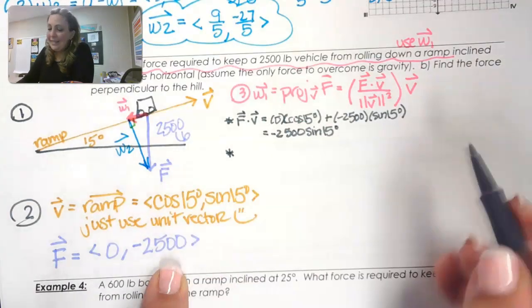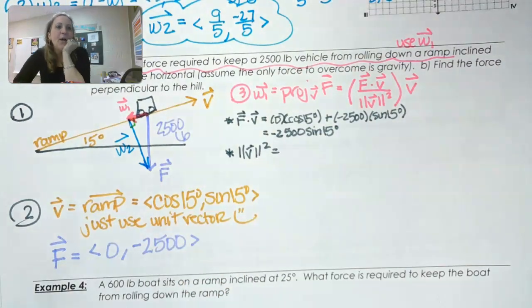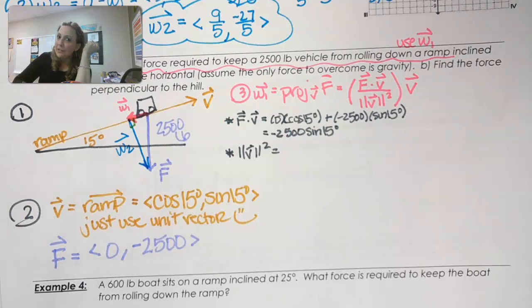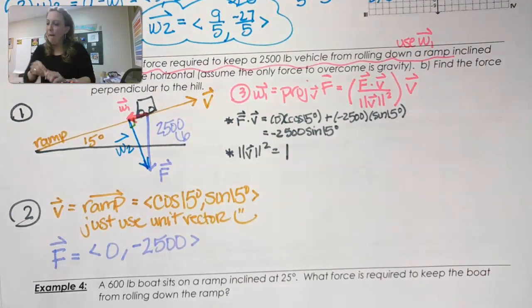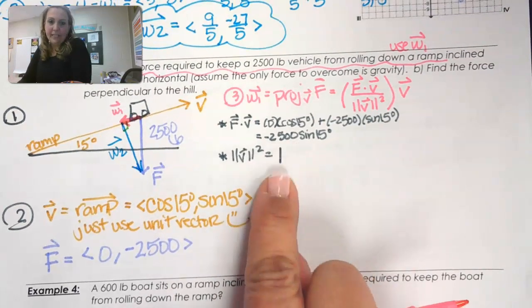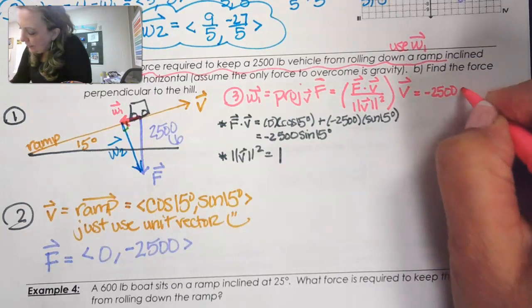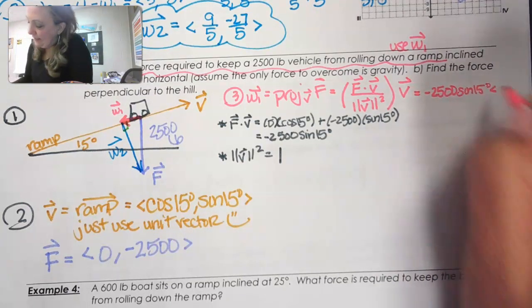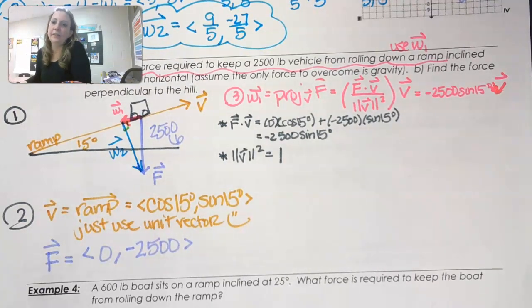Now let's find the magnitude of V squared. Well, guess what, guys? What did we say that V was? We made V a unit vector. Since we made V a unit vector, what's the magnitude of V? That's right, friends. It's 1. And when we square 1, what do we get? We get 1. And so that means that this scalar is going to be negative 2500 sine of 15 over 1, or just negative 2500 sine of 15 degrees. And then I'll just multiply that by V, because I'm out of room.